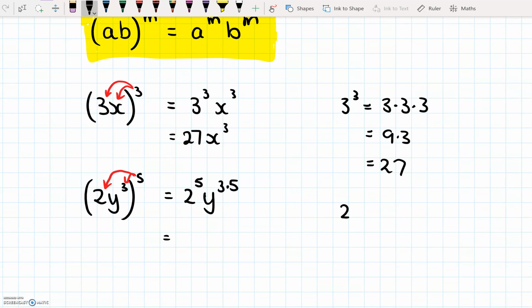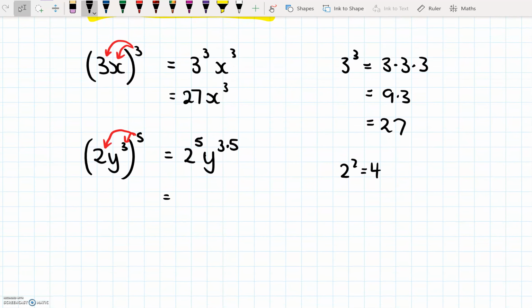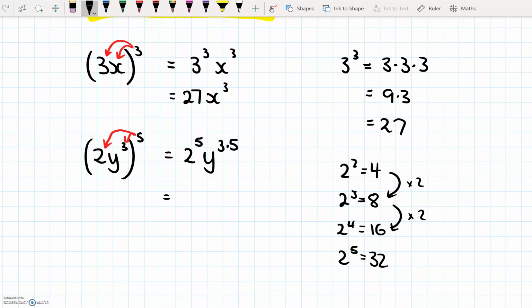So 2 to the power of 5: 2 squared is 4, 2 cubed is 8, 2 to the power of 4 is 16, and 2 to the power of 5 is 32. Each time we just multiplied by 2. So if you're ever not sure, this is a nice way of working it out. So we have 32y to the power of 15.